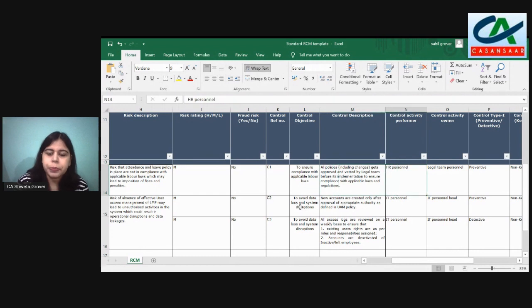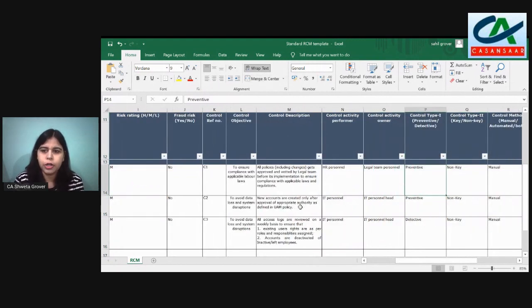Suppose in this case, the control activity performer would be HR personnel, as policies will be prepared and finalized by HR personnel. The control activity owner would be the legal team, because they need to vet that process. Here you can see there is a proper SOD mechanism: the person who is vetting or approving the policy is not the maker of that policy, so a maker-checker mechanism is in place. This will give you a brief hint whether proper SOD is in place or not. That is why I would suggest that you mention control activity owner and control activity performer separately.